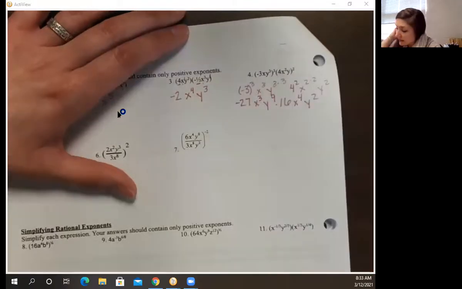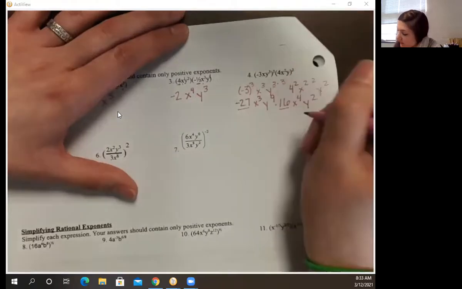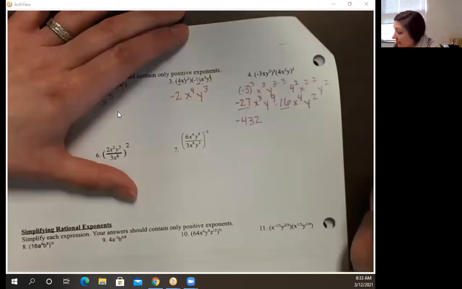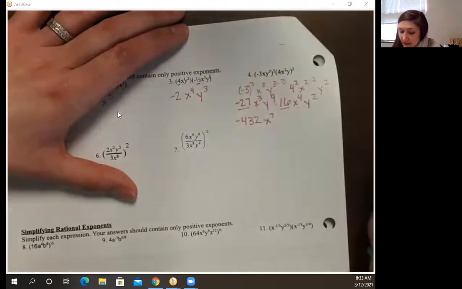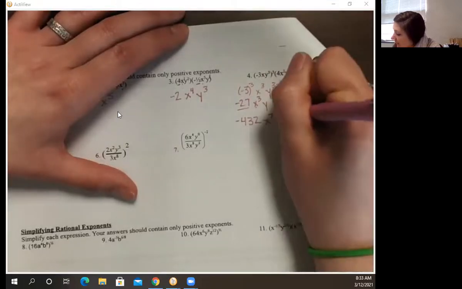My last step here is to combine my like terms. So negative 27 times 16 would give us negative 432. And then when I combine my x's, I'll add those exponents. So x to the 7th. And then for y's, add those exponents again, y to the 11th.